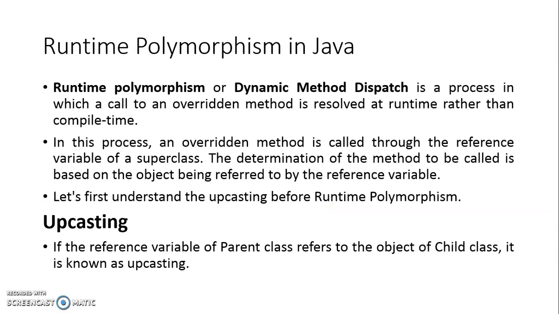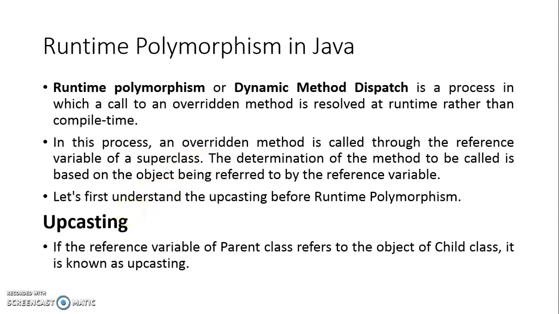Now next we will see what is runtime polymorphism. It is also known as dynamic method dispatch. It is a process in which a call to an overridden method is resolved at runtime rather than compile time. In this process, an overridden method is called through the reference variable of a superclass. The determination of the method to be called is based on the object being referred to by the reference variable.